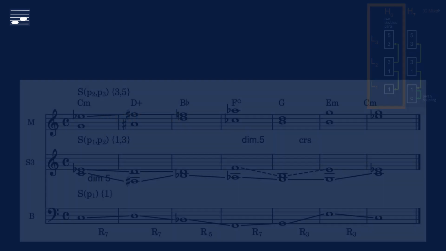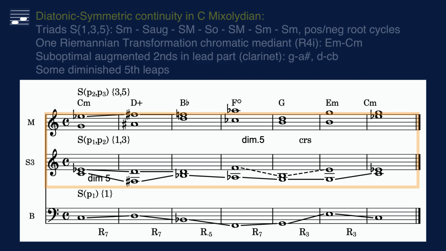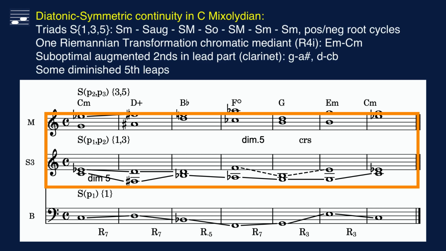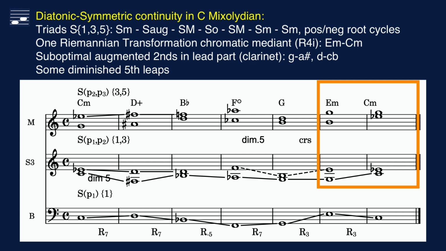These are triads, with roots taken from the C Mixolydian scale. The chord types are an independent series of major, minor, augmented and diminished triads. The combination of triad types and positive and negative diatonic root cycles determines the tension pattern of the original setting. There is one case of a Riemannian transformation chromatic median pair at the end, and a few suboptimal voice leading leaps in this 3-part setting.